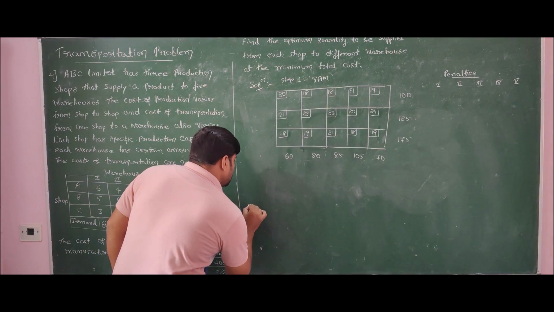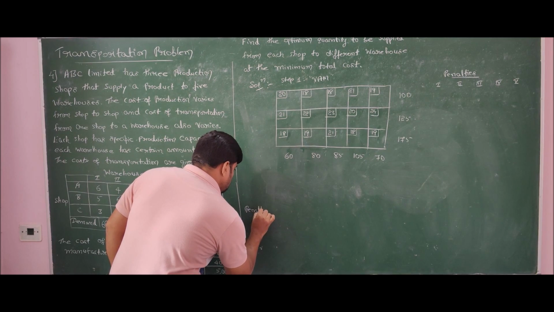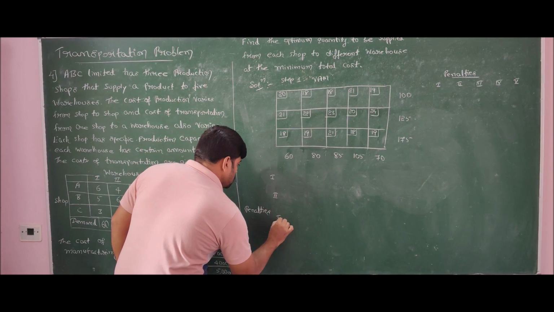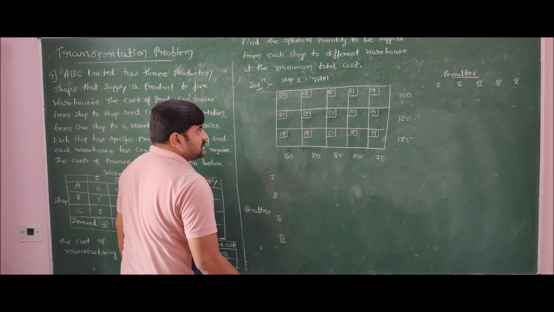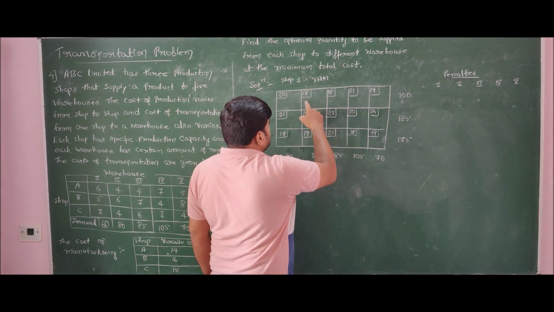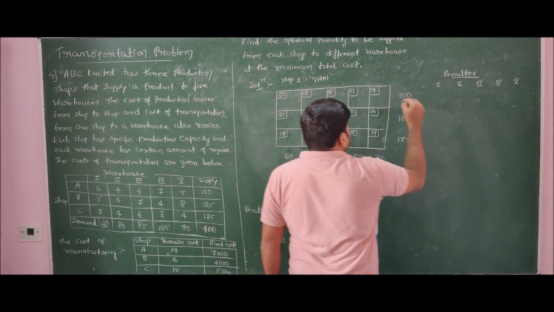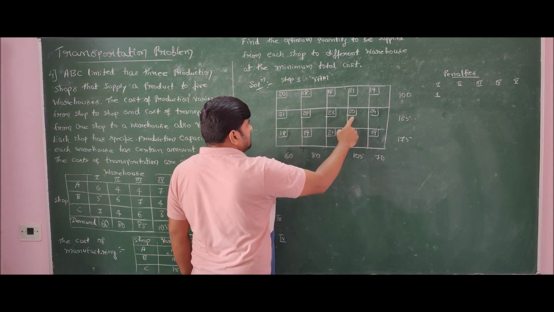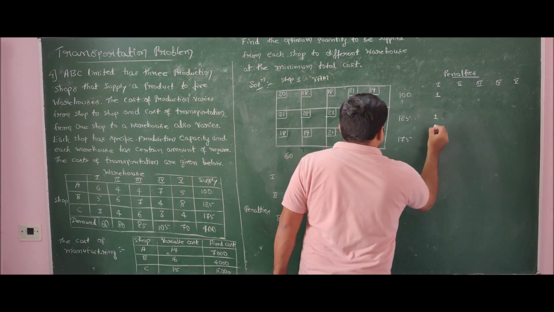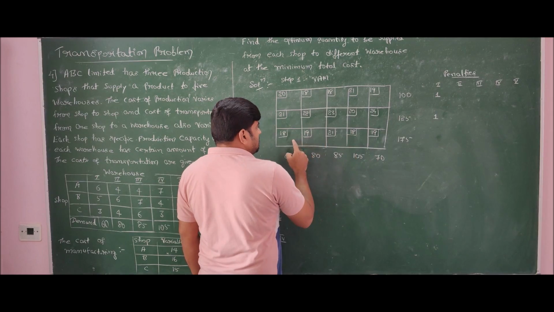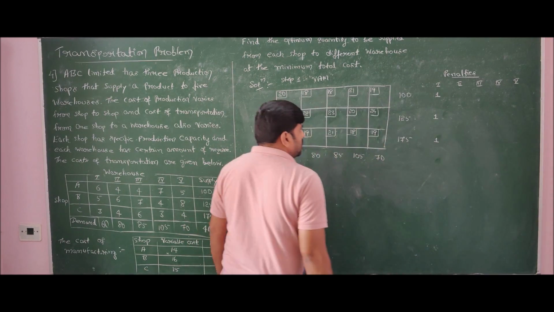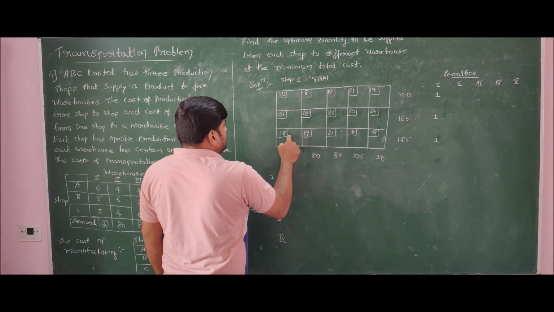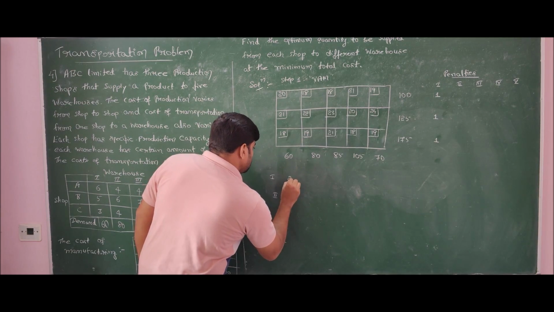Similarly, let me calculate penalties here also. Penalties for step 1, 2, 3, 4, if necessary 5. Now the least cost here is 18 and the next least cost is 19, so the penalty will be 1. In this row the least cost is 20 and the next least cost is 21, so the penalty will be 1. The least cost is 18 and the next least cost is 19, so the penalty will be 1. In the column, the least cost is 18 and the next least cost is 20, so the penalty will be 2.